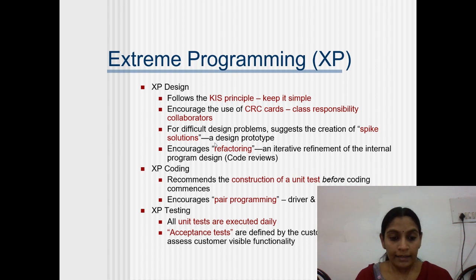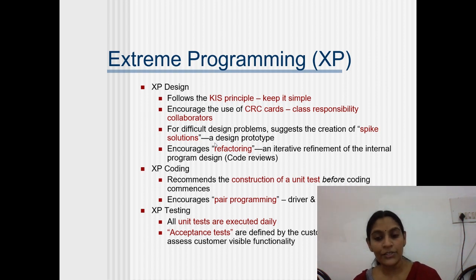And the next one is XP coding, where you can see the two important keywords that we use in coding. It recommends the construction of a unit test before coding commences. Normally, we do it in parallel. So every programmer, the person who is doing coding, will be doing the unit testing in parallel along with the coding phase. So here we have to construct the unit test cases, and everything should be ready before you start with the coding phase. That is one major difference between XP coding and the coding phase of other conventional models.